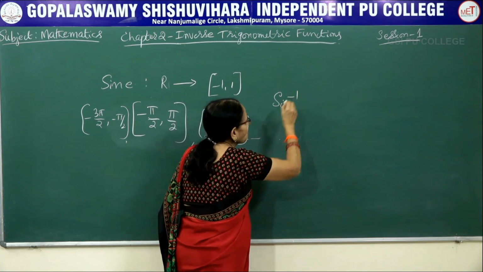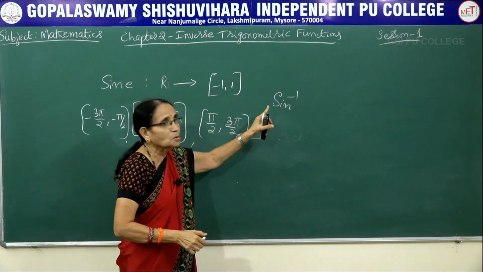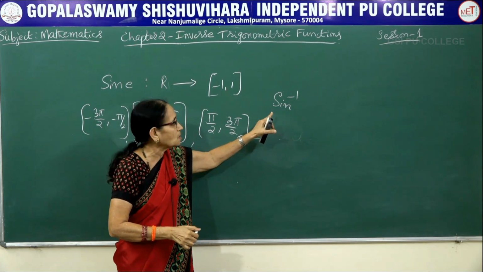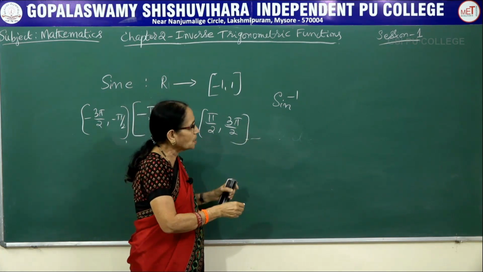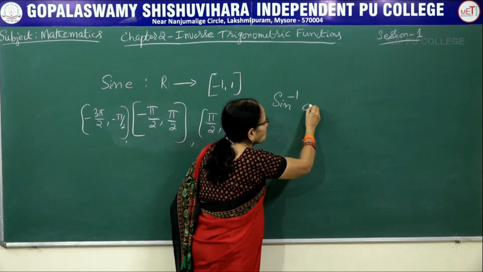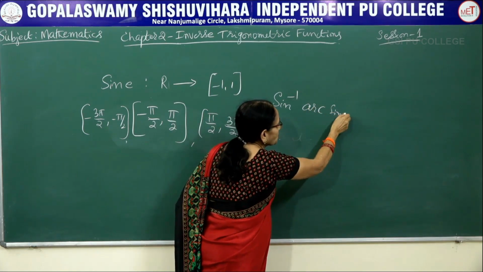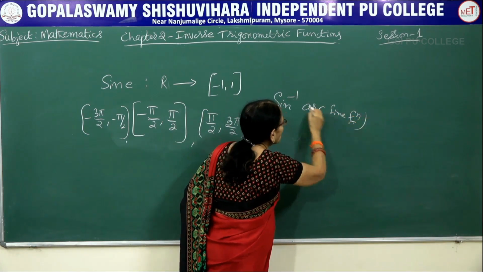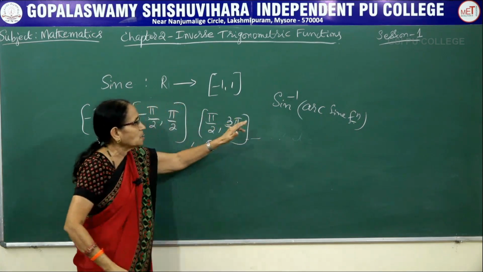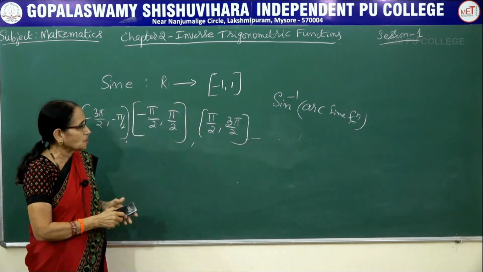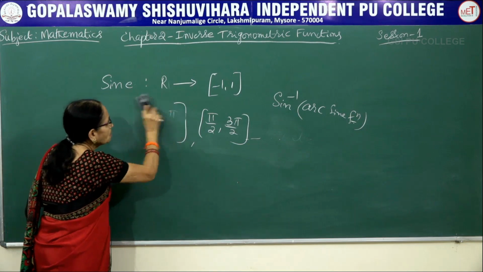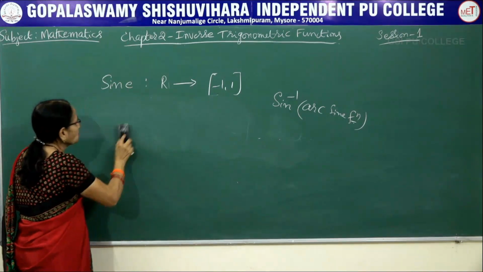And the notation is like this. It is not the index minus 1, this is the notation for the inverse function. So sine inverse, it is also called the arc sine function. So the sine inverse function is the inverse of sine. And let me say what is the domain and what is the range of the function.